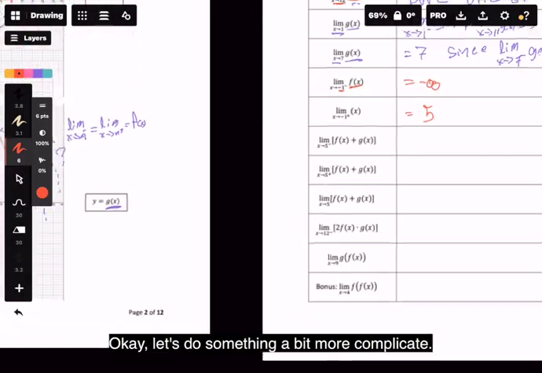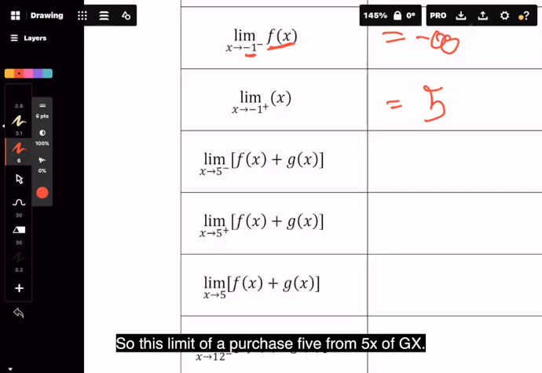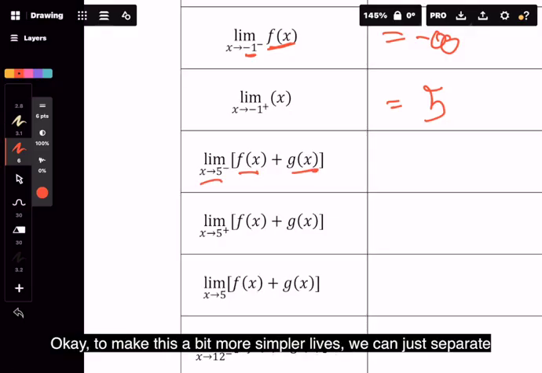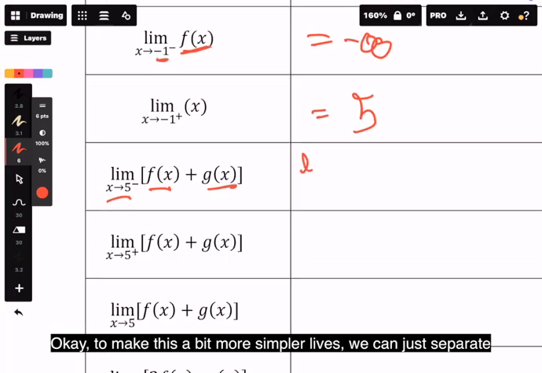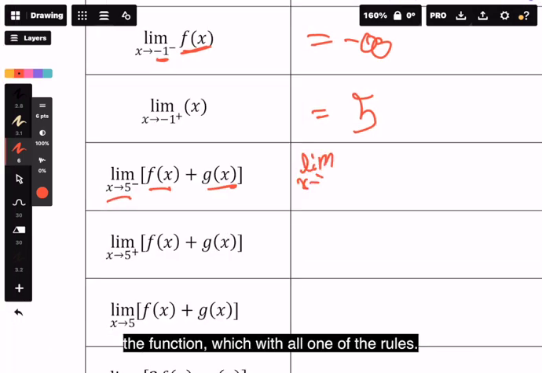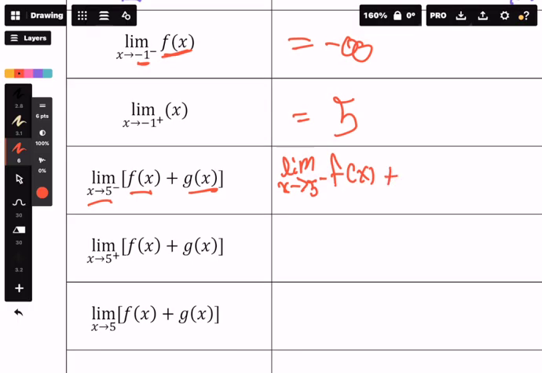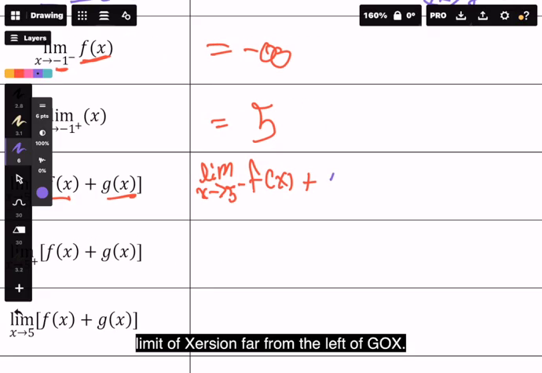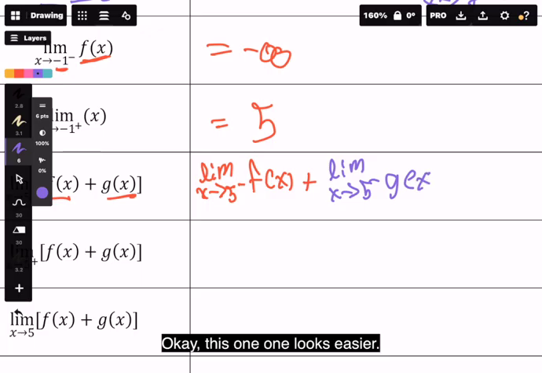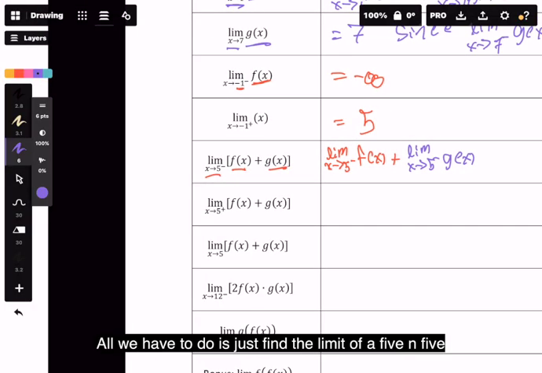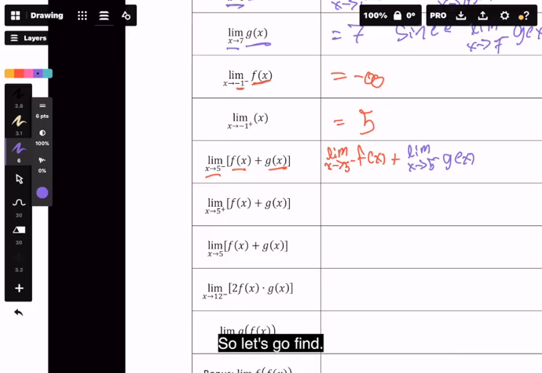Okay, let's do something a bit more complicated. This is the limit as x approaches 5 from the left of f of x plus g of x. To make this simpler, we can separate the function, which is one of the rules: the limit of f of x plus the limit as x approaches 5 from the left of g of x. This looks easier. All we have to do is find the limit from the left at 5 of f of x and g of x. So let's go find it.